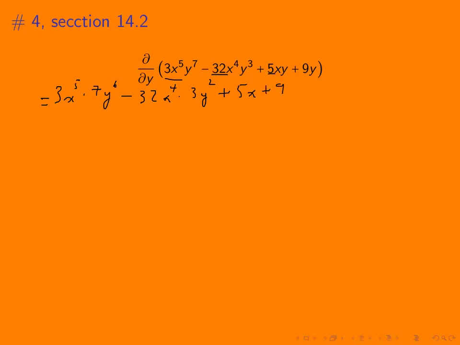And we could clean this up just a little bit. 3 times 7 is 21, so that's 21x to the 5th, y to the 6th. 32 times 3 is what? 96. So minus 96x to the 4th, y squared, and then the rest is fine. Plus 5x plus 9.